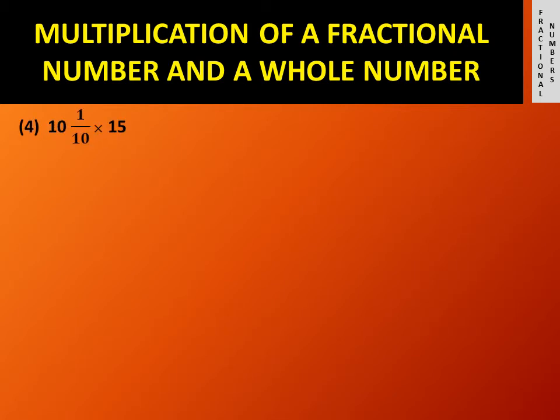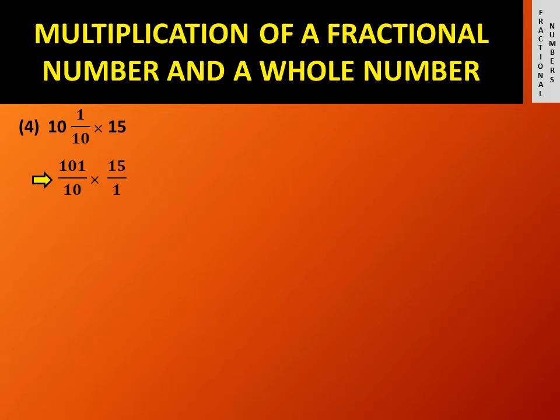Question number 4. 10 1 upon 10 multiplied by 15. See, 10 1 upon 10 is a mixed number. So first we convert it into an improper fraction. How? Let's see. 10 10s are 100 and 100 plus 1 is 101. So the fraction is 101 upon 10. Then write the multiplication sign as it is. Then rewrite the whole number as a fraction 15 upon 1.